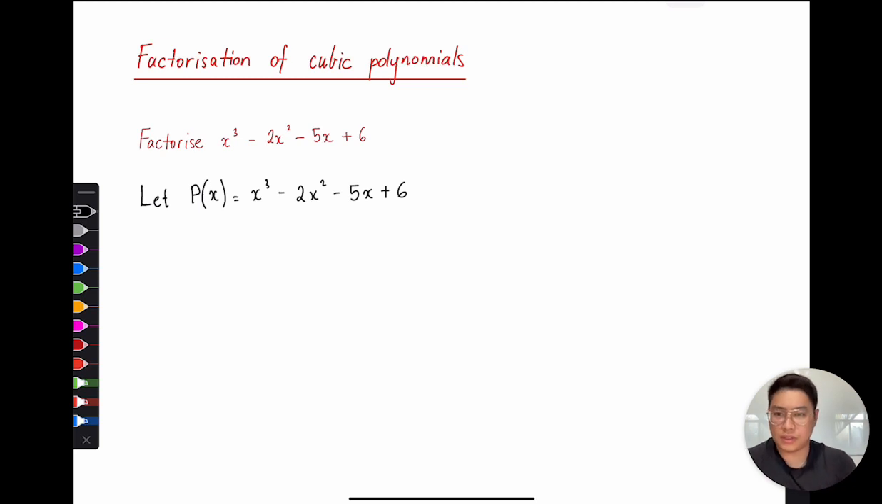Once we do that, we need to substitute a particular x value into this expression, in order to make all the terms, when we group them together, equal to 0. This follows the remainder theorem, since if the substitution of the value is equal to 0, then the remainder is equal to 0, which means that it's a factor.